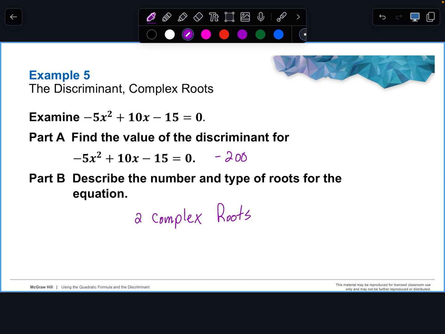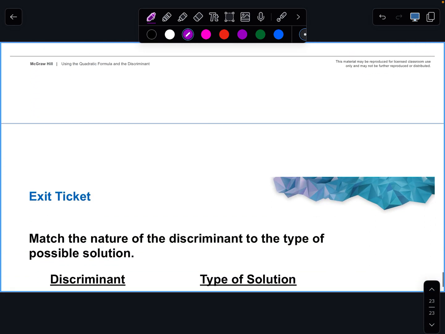What is my discriminant? Negative 200? Agree? Okay, so what does that tell me about my roots? Two complex. Two complex, very good. Two complex, not too complex. Okay. All right, our exit ticket.